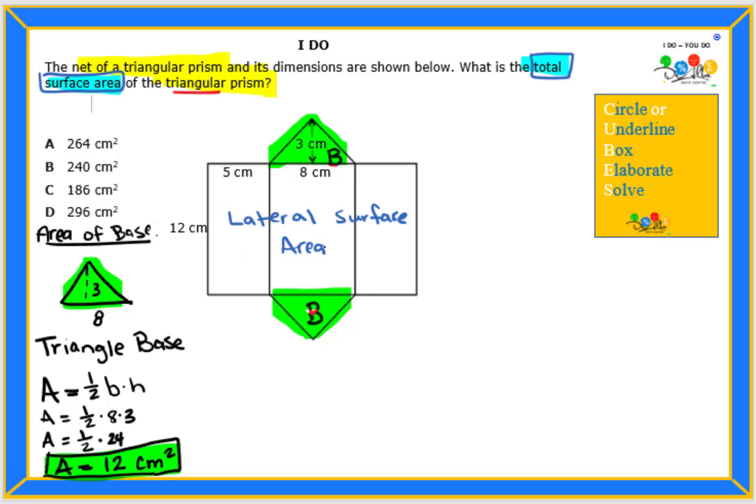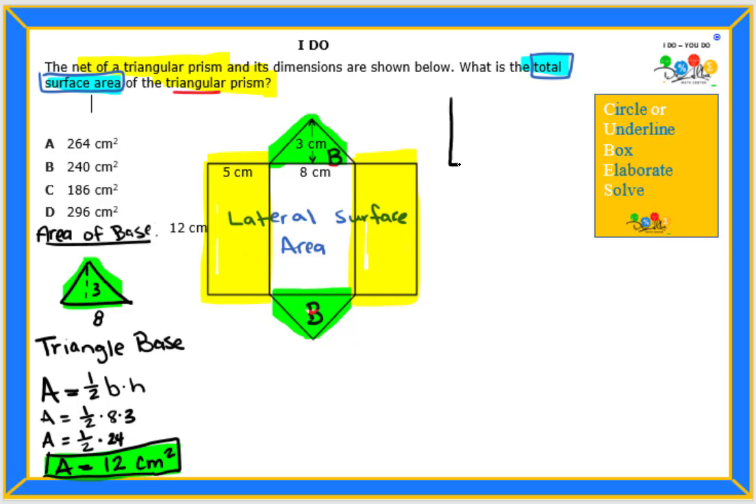I want to look at these 3 rectangles. Do you think they are all congruent? Are all 3 rectangles exactly the same? No, they are not. But 2 of them look like they are the same. So I'm going ahead and I'm going to shade these, because they are the same. And I'm going to go ahead and find the area of those rectangles.